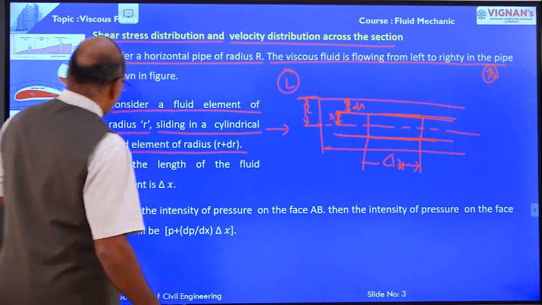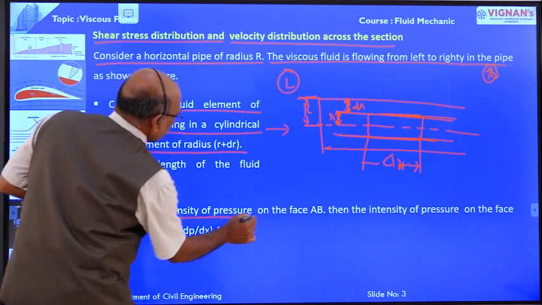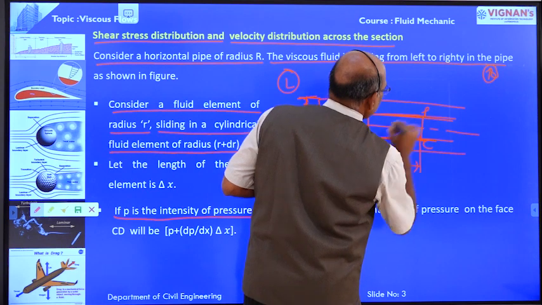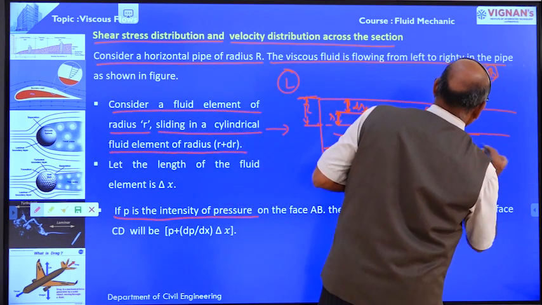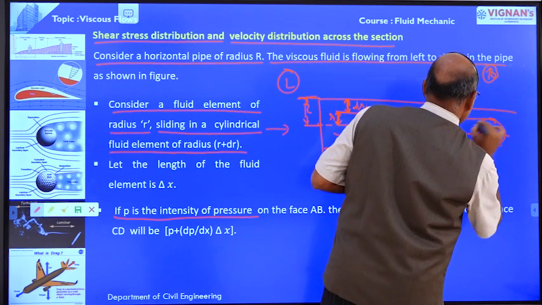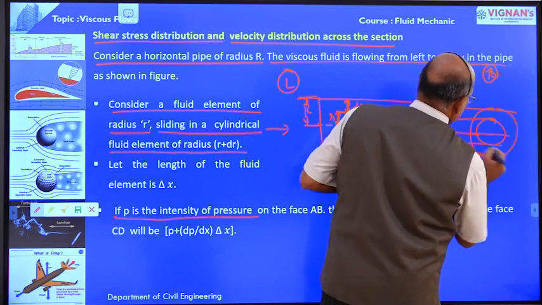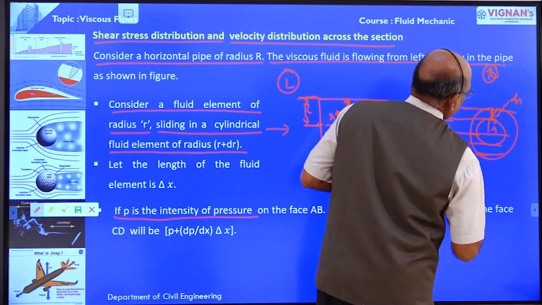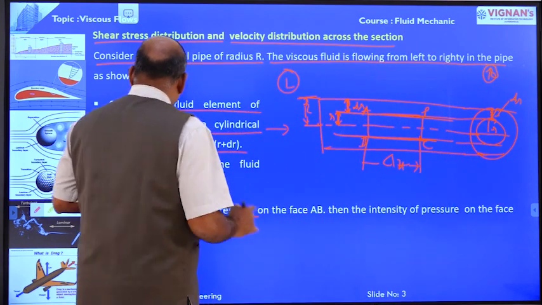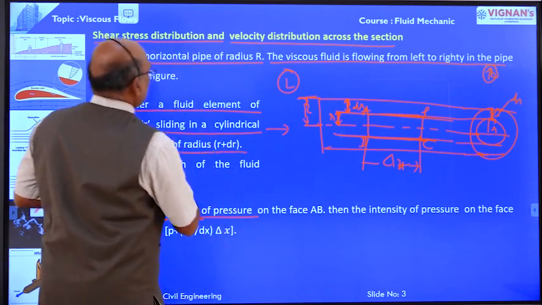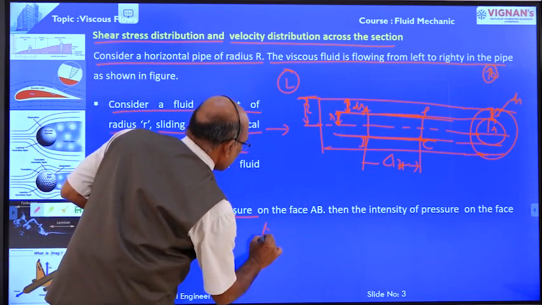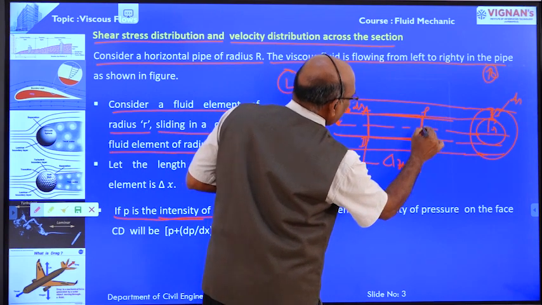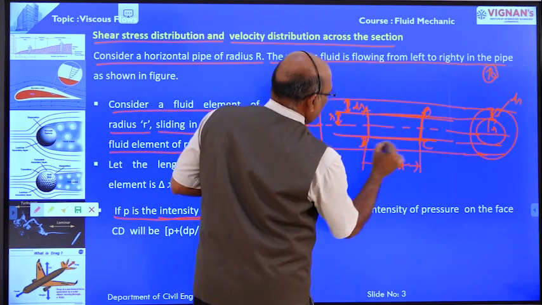Right. Now, if P is the intensity of pressure, this is phase A, B, C, D. Where P is the intensity of pressure, this is phase A, B, and this is phase C, D.